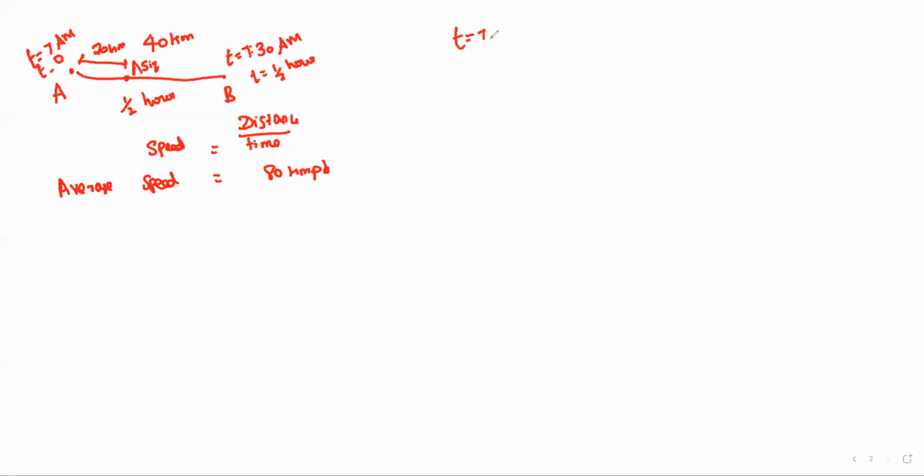So at 7 a.m. you start, and at 7:30 a.m. you reach. So this is 0 km, and this will be 40 km. Somewhere in between, at 20 km, you have Ashik house. So if we travel at a constant speed, we should reach Ashik house by 7:15 a.m. Am I correct?